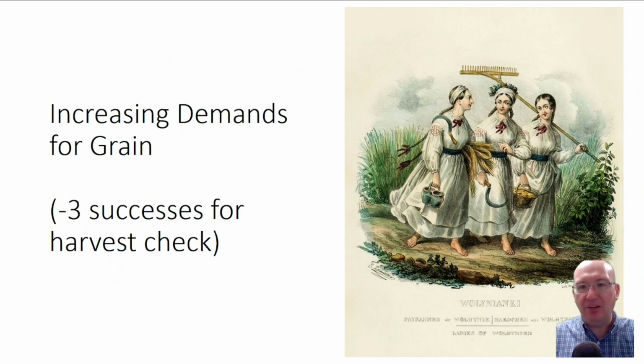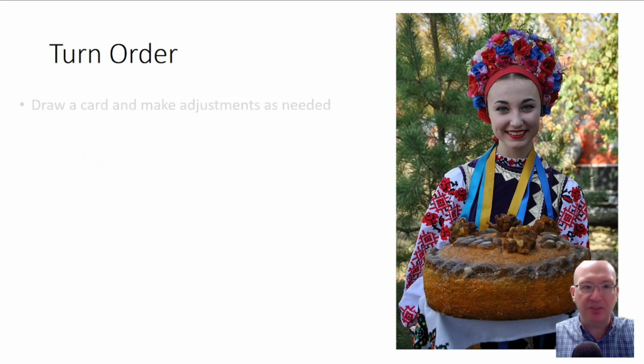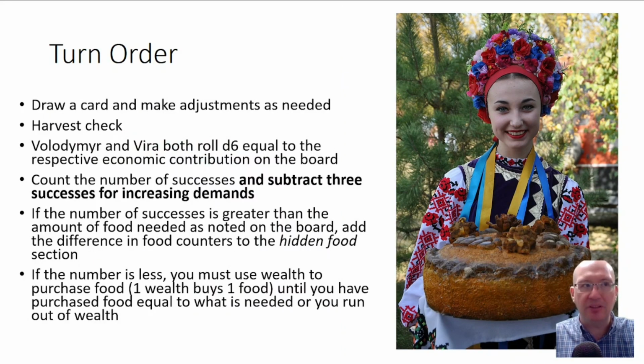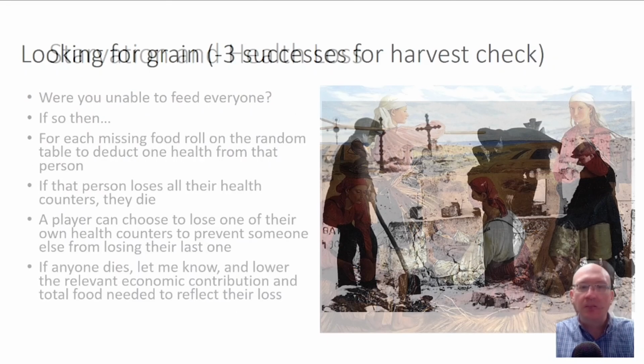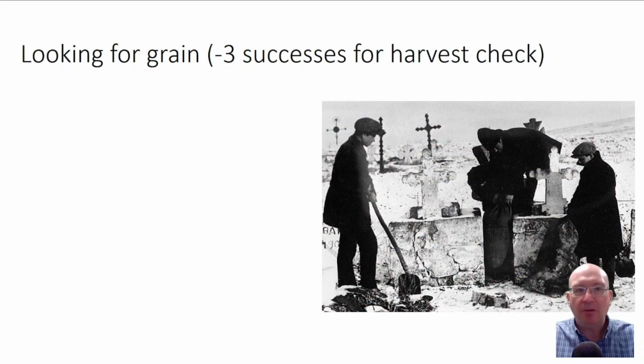And then I say, okay, here's another event. The government is increasing its demand for grain. So now you have 3 minuses on your harvest check. So then we go through that turn again. And hopefully someone by now is starving. By this time, we have already gone through several turns. And so I wanted to do something other than just say, okay, you have additional minuses to your harvest check. I want to do this in a way that says something about the history.